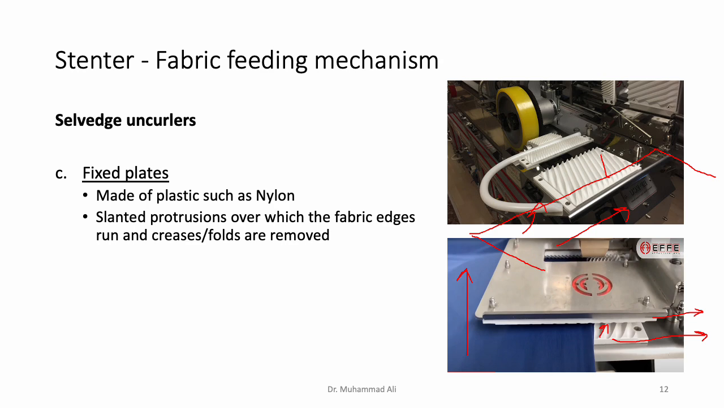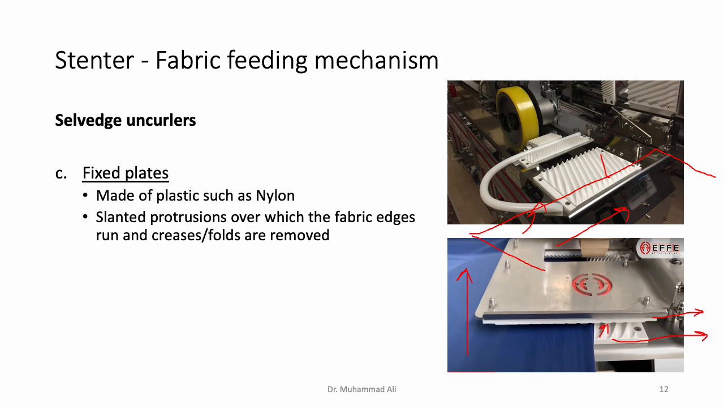In a way, you can ensure that on a mechanical selvage uncurler, any creases or folds in the selvages are removed. But then those mechanical selvage uncurlers might not work that effectively if the fabric is very smooth, and that's where a pneumatic selvage uncurler comes in. So a pneumatic selvage uncurler will require pressurized air systems, of course, for its working. So that could be one consideration.